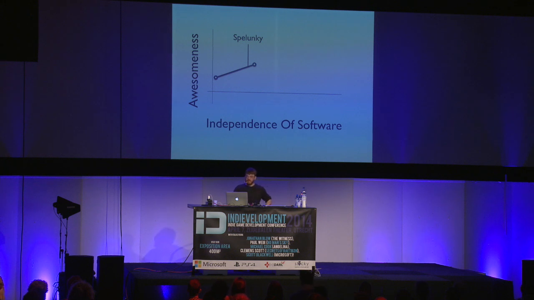But it's very simple. The y-axis is awesomeness, which is a technical term. I don't know whether this is a familiar thing in game development. A lot of scientific papers on awesomeness. And then on the x-axis, how independent is your software? So how much freedom do you give it? How much do you trust it to develop parts of the game for you? And I put Spelunky completely arbitrarily this far across the graph. I'm going to say it's pretty awesome. And I think it's really great.